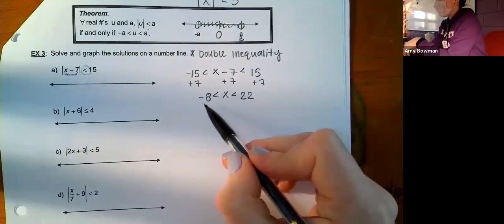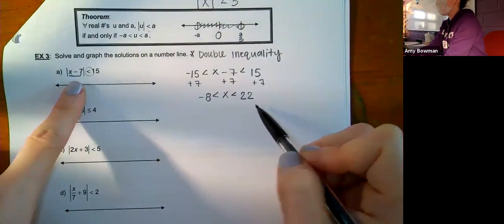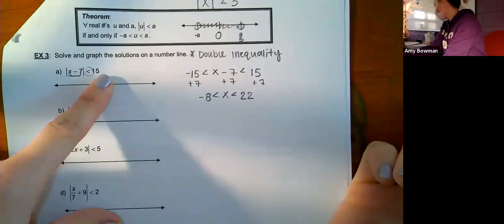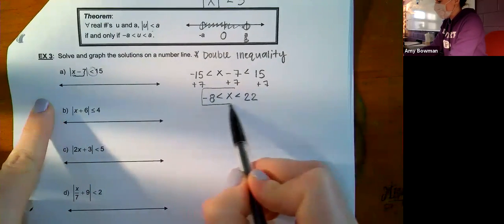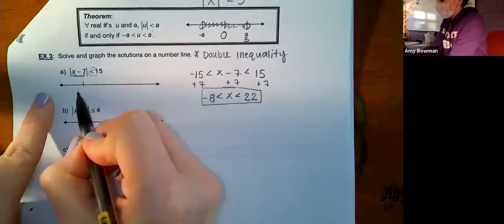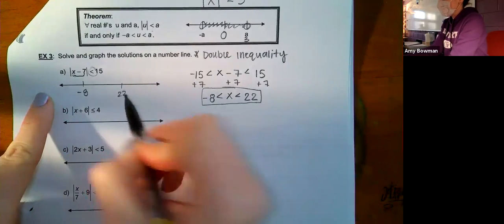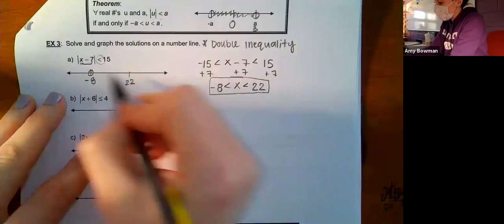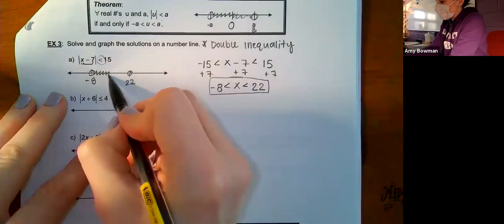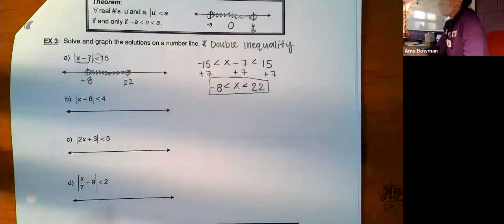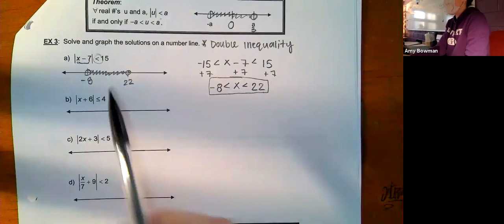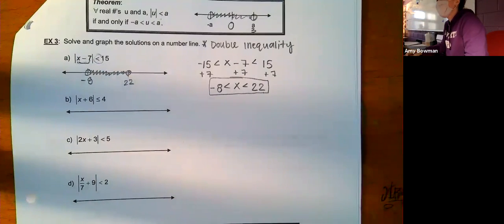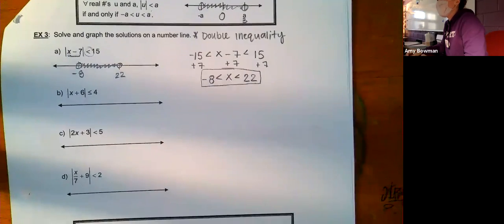So any number between negative 8 and 22, when I subtract 7 from it, is within 15 units of 0. That's basically what it means. So this is our solution. Represented on a number line, I would have -8 and 22, with open circles because it's strictly less than, and then everything in between is a solution. Notice 15 isn't an actual value in our solution, because the extra -7 with x changes those boundary points. So far, so good. Okay, let's jump to C.